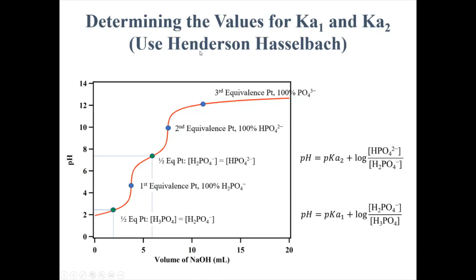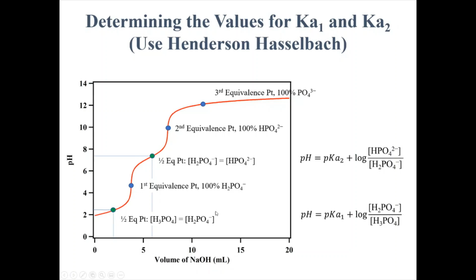Okay, so the second question is how do we get the values for Ka1 and Ka2? Like in the first experiment, we're going to use Henderson-Hasselbalch. If we want to get the Kas, we have to use our knowledge of Henderson-Hasselbalch to know that when the concentration of the conjugate base and the concentration of the acid are the same, this log term goes to 0, and then pH is equal to pKa.